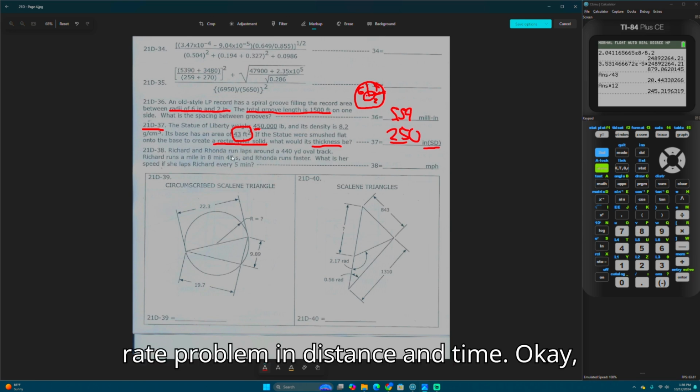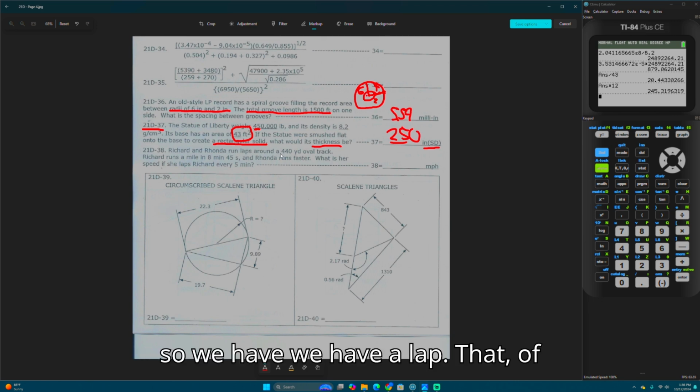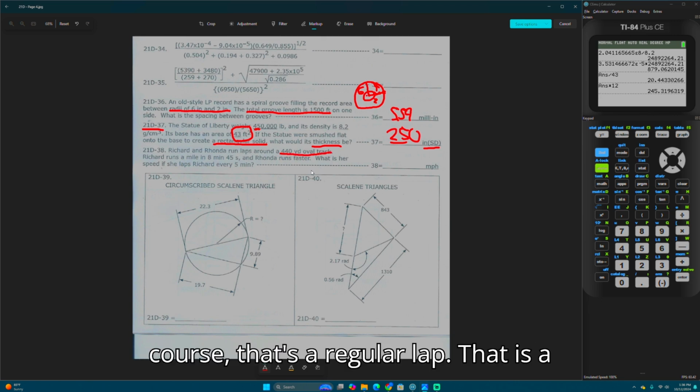Okay. So now we're given a rate problem in distance and time. Okay. So we have a lap. That, of course, that's a regular lap.